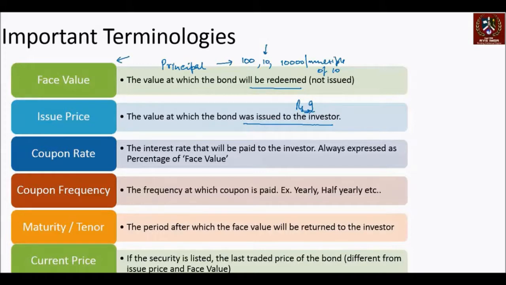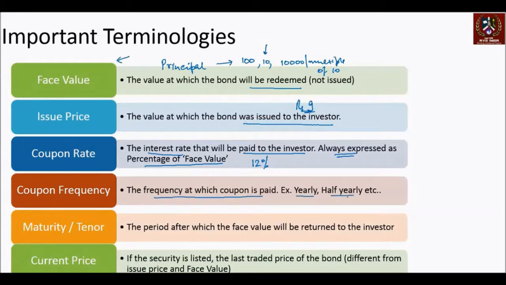We will relax this assumption as we go along. Then there is something called the coupon rate, which is the interest rate that will be paid to the investor. It is always expressed as a percentage of the face value. 12% or 13% in our example was the coupon rate. From now on, the interest that is being paid on the fixed income security will be referred to as the coupon rate. What is the frequency at which the coupon is paid?